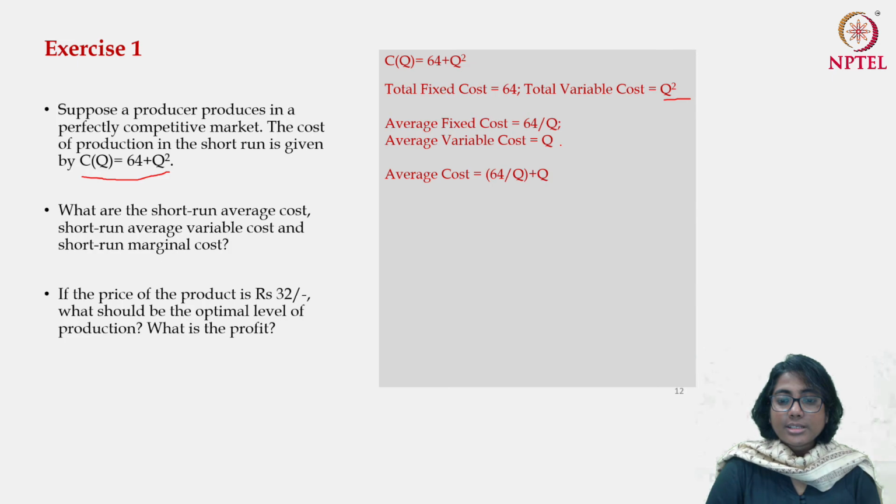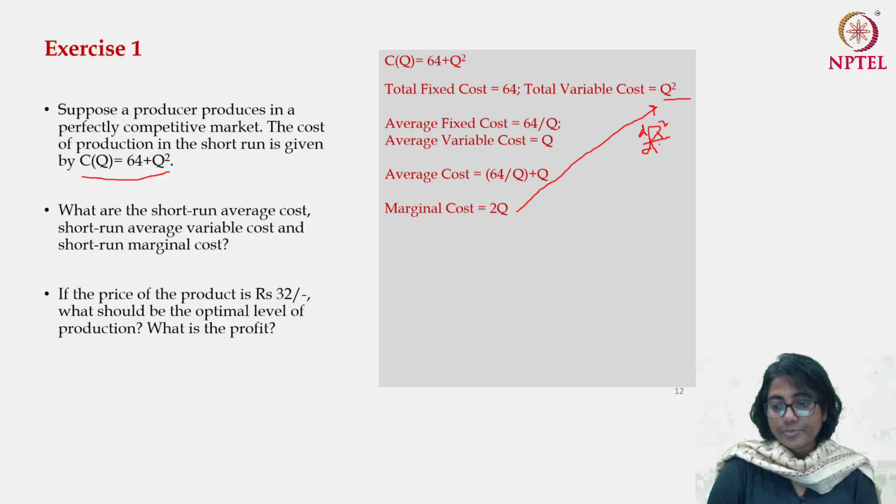The average cost is the sum of average fixed cost and average variable cost, which is 64 divided by Q plus Q. And the marginal cost is given by 2Q, which I am getting by taking the derivative of total variable cost with respect to Q. So this marginal cost is what I am getting from here. I am taking a derivative, so what I am taking is d(Q square)/dQ.